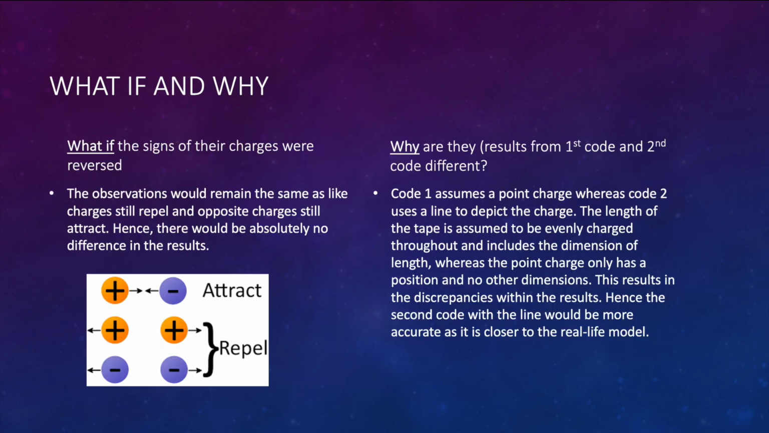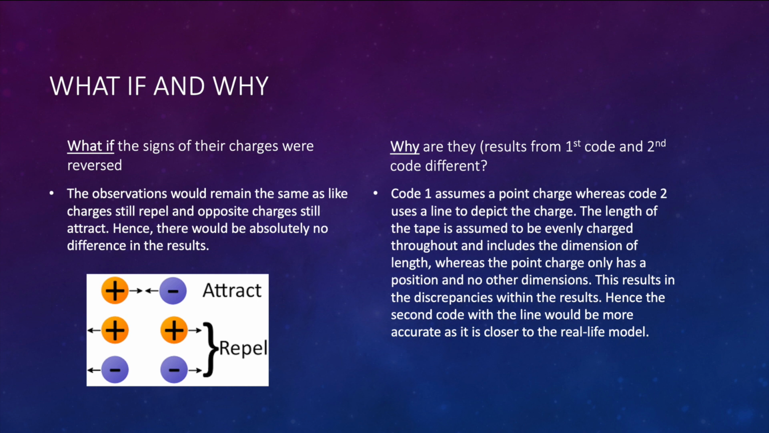The following slide correlates to the what if and why questions which we were posed to answer. So the first what if question is, what if the signs of the charges of the tapes were reversed? What if a negative charge became a positive charge? And in my opinion, the observations would remain the same, as the like charges would still repel and the opposite charges would still attract. Hence, this would just be a question of semantics, as even during the origin of naming of the charges, if a negative charge was called a positive charge, all the physics in the world would still remain the same. Thus, there should be no difference in results.